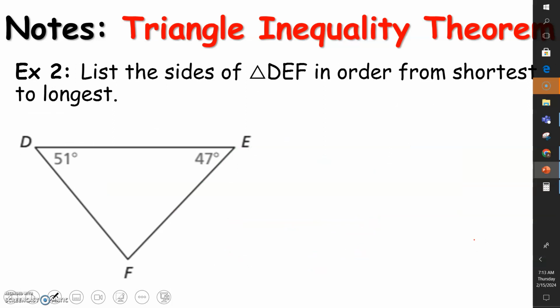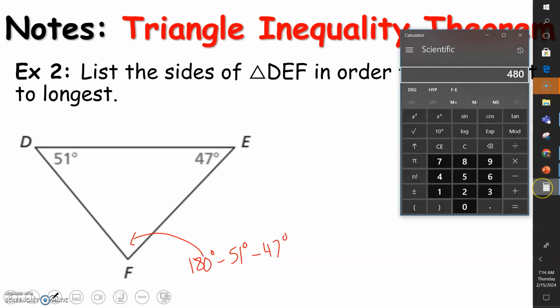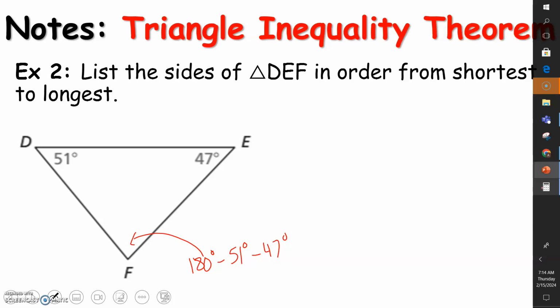All right, example 2. List the sides of triangle DEF in order from shortest to longest. Okay, so we'll take a look here. They only give us 2 of the 3 angles, but we know from our previous chapter, the triangle sum theorem says that all 3 angles add to 180. So we can find this angle here by simply taking 180 degrees and subtracting the 51 and the 47. So we have 180 minus 51 minus 47, and we see that this missing angle here is 82 degrees.